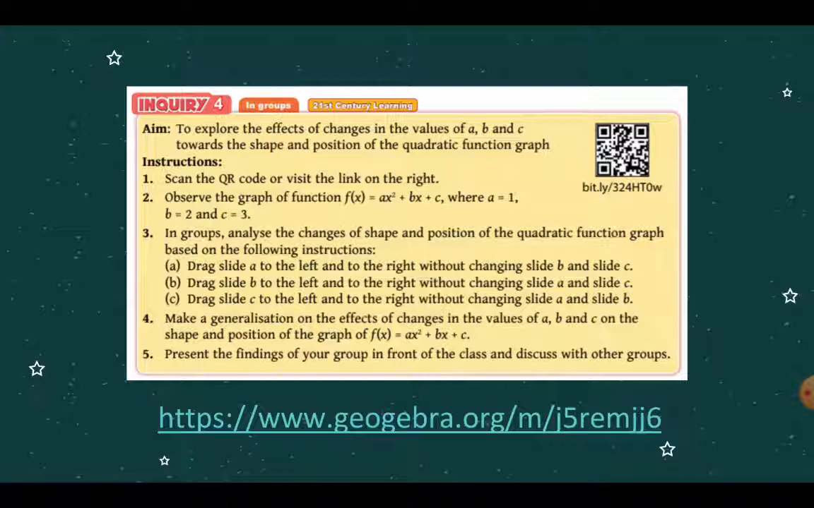For a, we need to drag the slide left and right without changing slide b and c. And for b, we need to drag slide b to the left and right without changing slide a and c. And next, for c, we need to drag the slide left and right without changing slide a and b. Okay, and then we need to make a generalization on the effect of changes in the values of a, b, and c on the shape and position of the graph of f(x) = ax² + bx + c. So let's explore together.